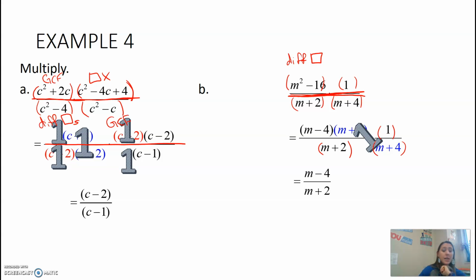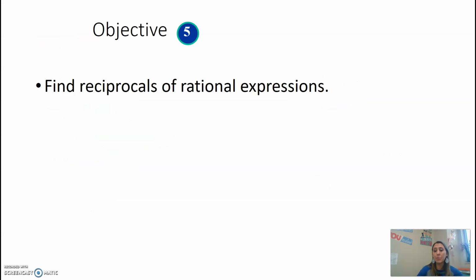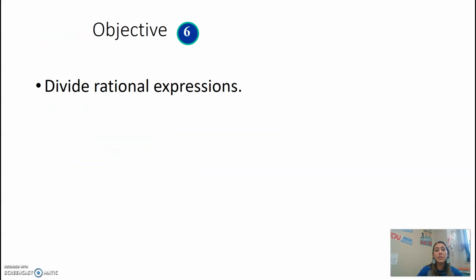Top times top equals top. Bottom times bottom equals bottom. Now we're going to do division. Now with division, we're going to want to turn it into multiplication. So what we're going to do is we are going to divide rational expressions.